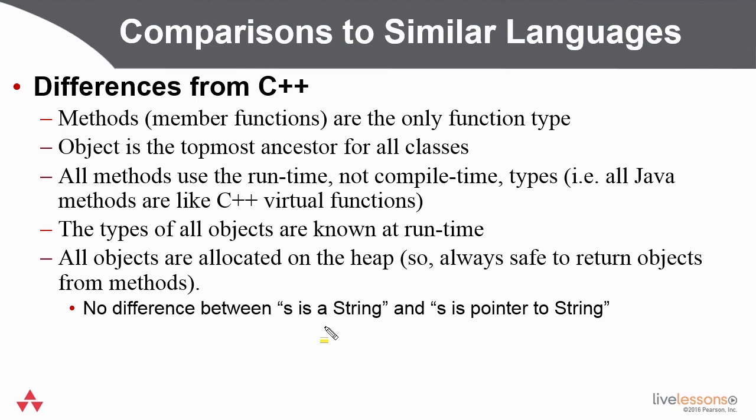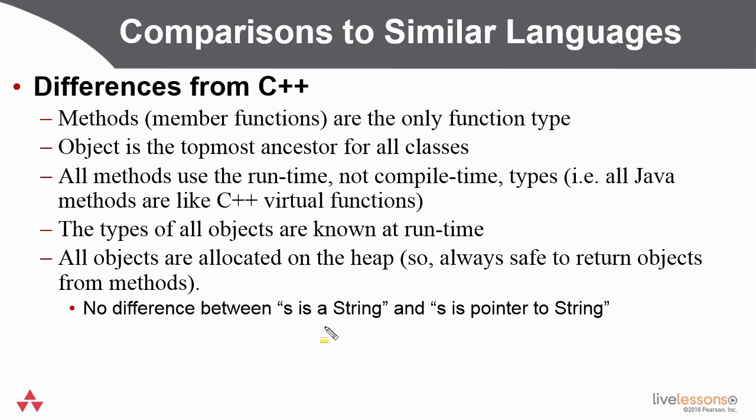Now, the word heap and the word stack are kind of complicated to understand if you're not a computer scientist, but the basic point is that in C++, the phrase "s is a string" and the phrase "s is a pointer to a string" are not the same thing. Or "c is a circle" and "c is a pointer to a circle" are two different ideas in C++. In Java, it's the same. You don't make a distinction between those two statements.